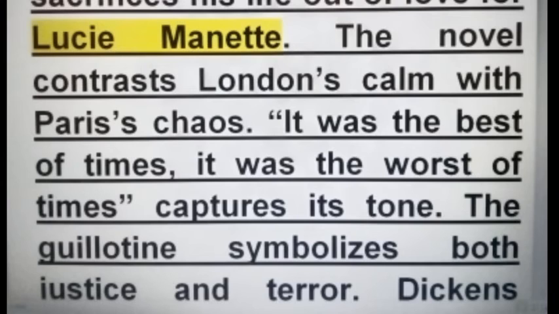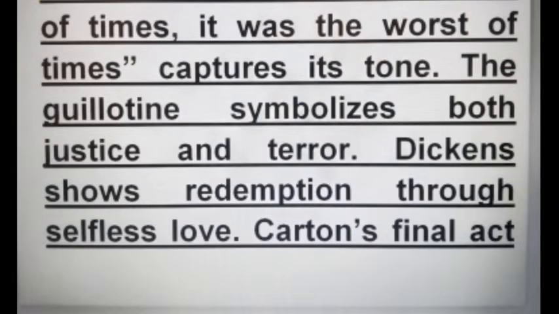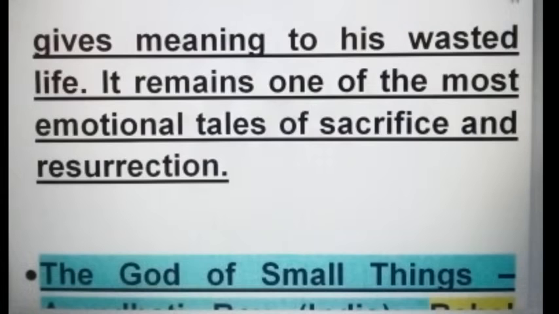The guillotine symbolizes both justice and terror. Dickens shows redemption through selfless love. Carton's final act gives meaning to his wasted life. It remains one of the most emotional tales of sacrifice and resurrection.